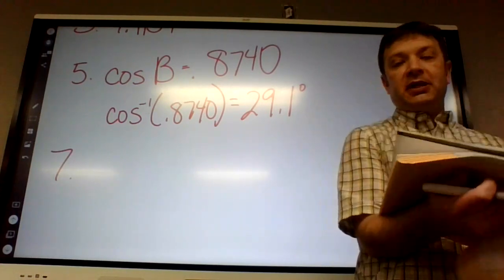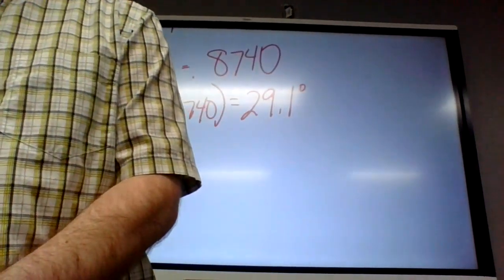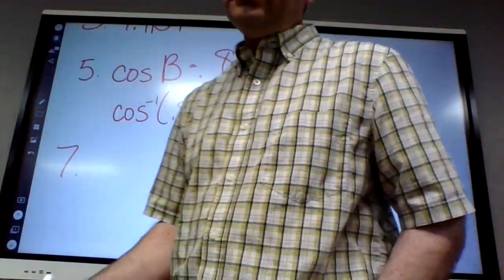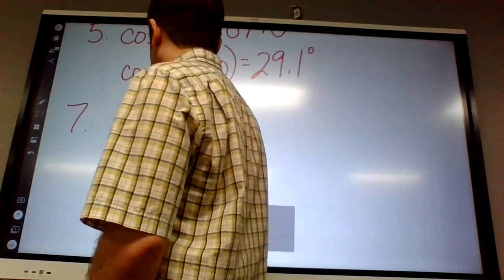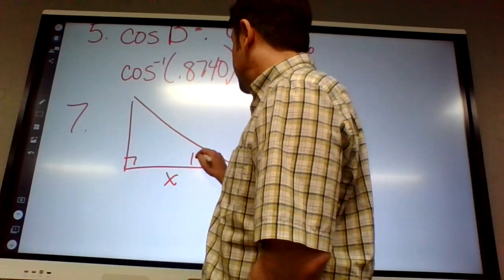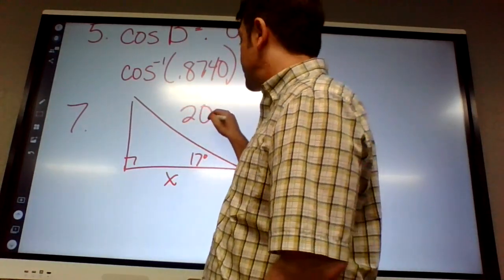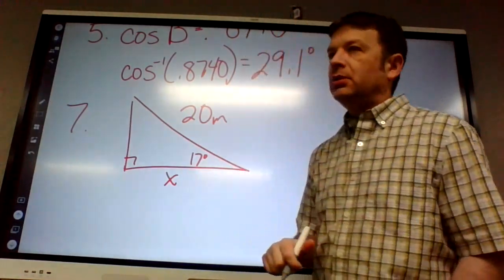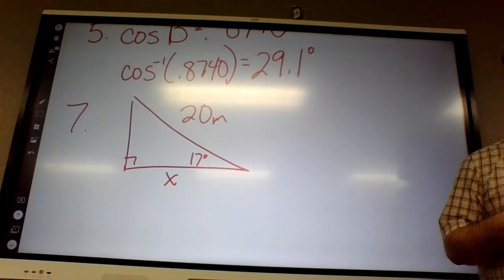Okay, number 7. This is basically what we did yesterday on this part. Just solving this triangle for x here. Got 17 degrees, 20 meters. All right, so how can we set up for x?